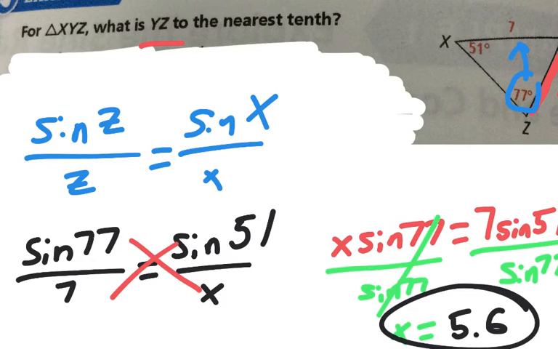Now, a way that we can check, does this kind of make sense? Well, this is the side that's opposite the 51 degrees. So this side here, x, would be 5.6. Well, that's smaller than side 7. And notice how 7 has a bigger angle across from it. So the bigger angle has a bigger side opposite it, and the smaller angle has a smaller side opposite it. So it at least makes reasonable sense that this could be the answer. It turns out that that is the correct answer.